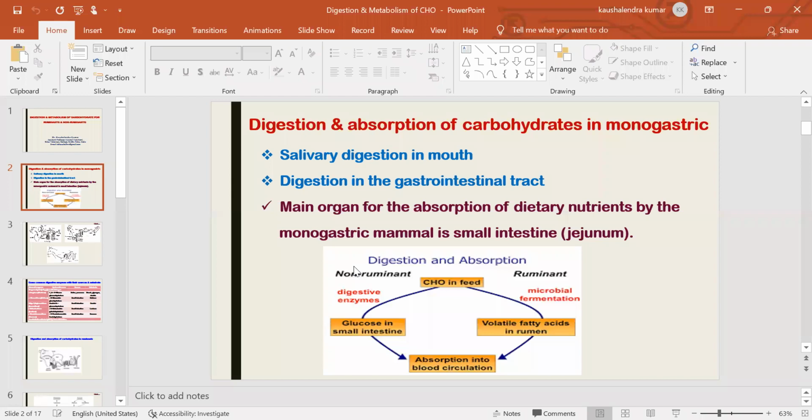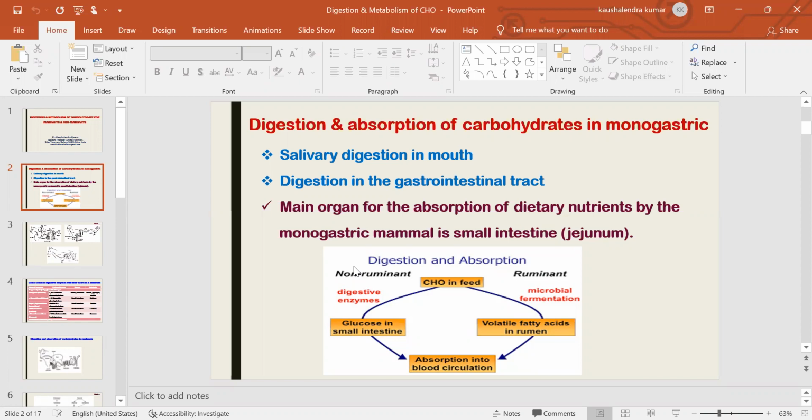In case of swine, they have low activity of alpha amylase enzymes, and horse, cat and dog lack salivary amylase, or alpha amylase. So you should remember that horse, cat and dog lack salivary alpha amylase, whereas other species like human have a strong alpha amylase activity, and the pH of saliva is slightly alkaline in nature. You know about this.